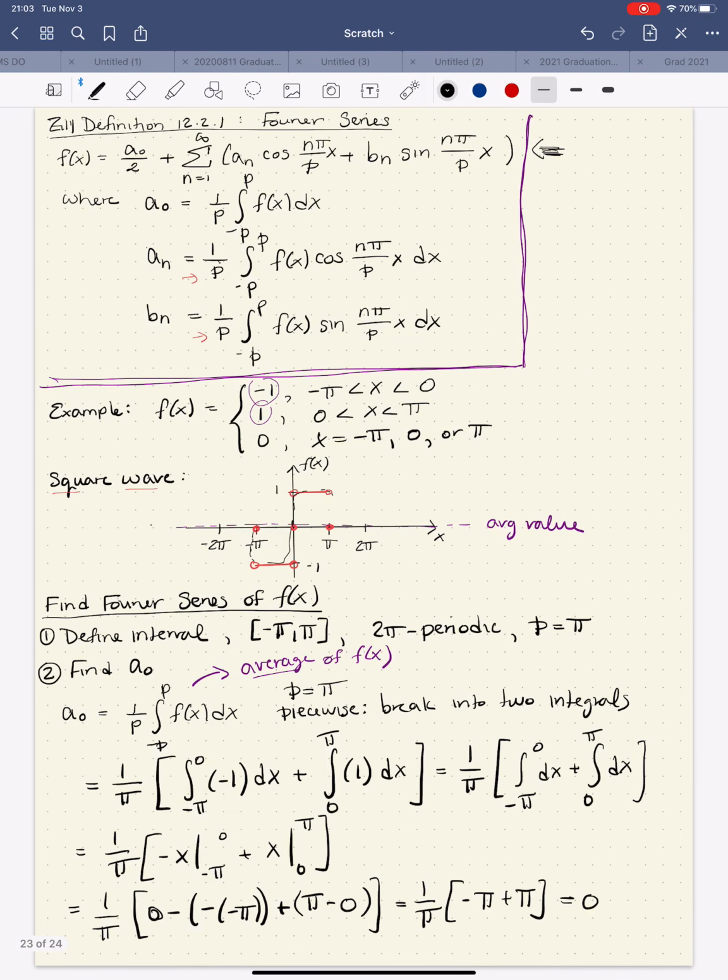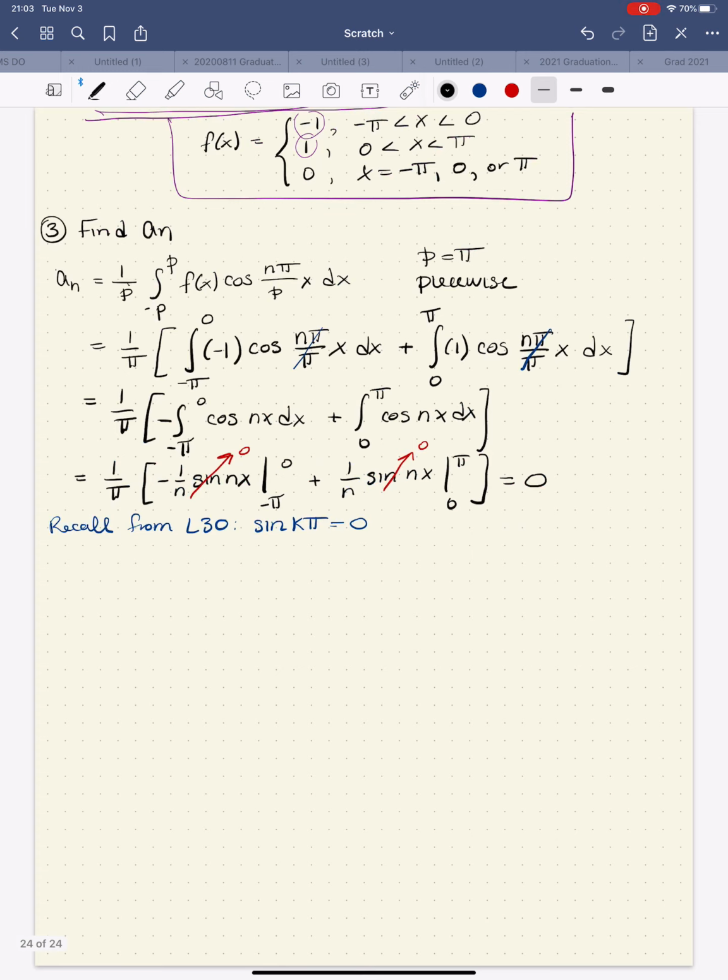If you look at the f of x definition here for the Fourier series, a sub n determines the amplitude or the weight of our cosine terms. And it really doesn't make sense based on the shape of this function that we would have any cosine terms at all. So the fact that a sub n always equals 0 is not surprising. So I encourage you to think critically about what you're actually getting.